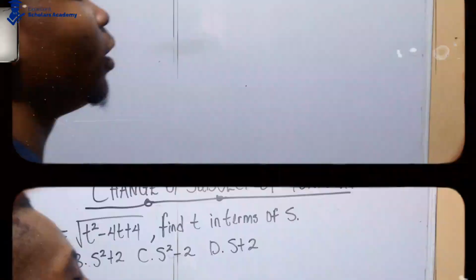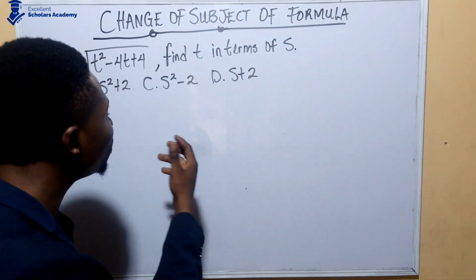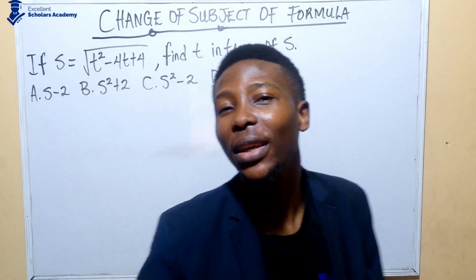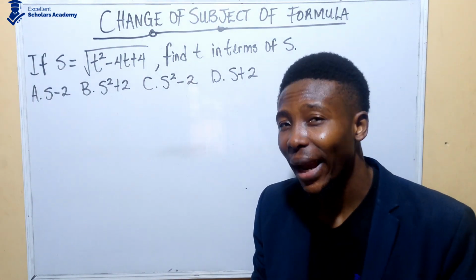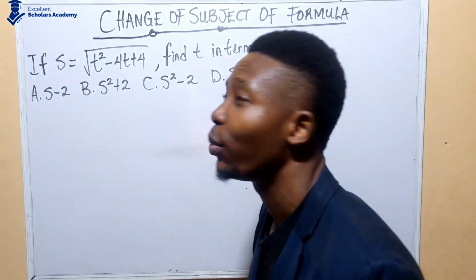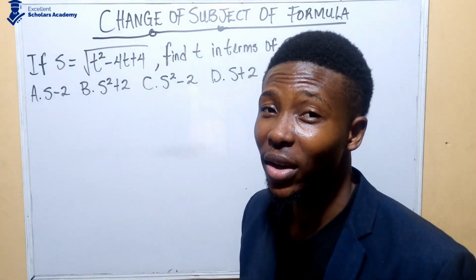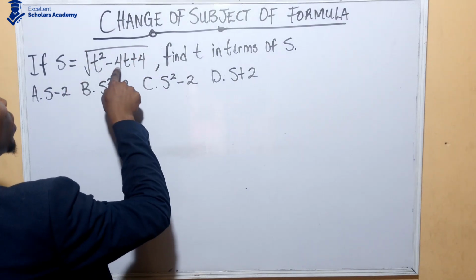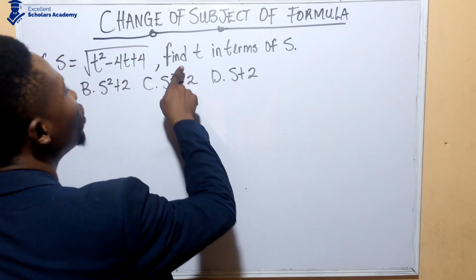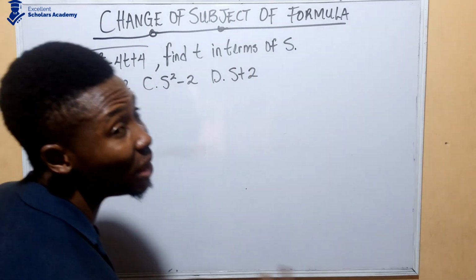All right. Now let's solve this question. Now this question will be a little bit, let me not say complex, but technical. But it's very, very simple. So we have s is equal to square root of t squared minus 4t plus 4. And we have to find t in terms of s. That's, we have to make t the subject of the formula.